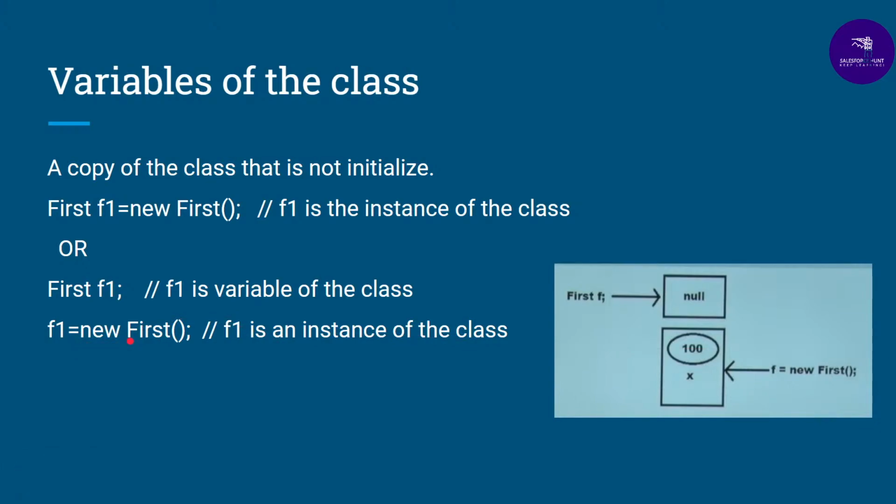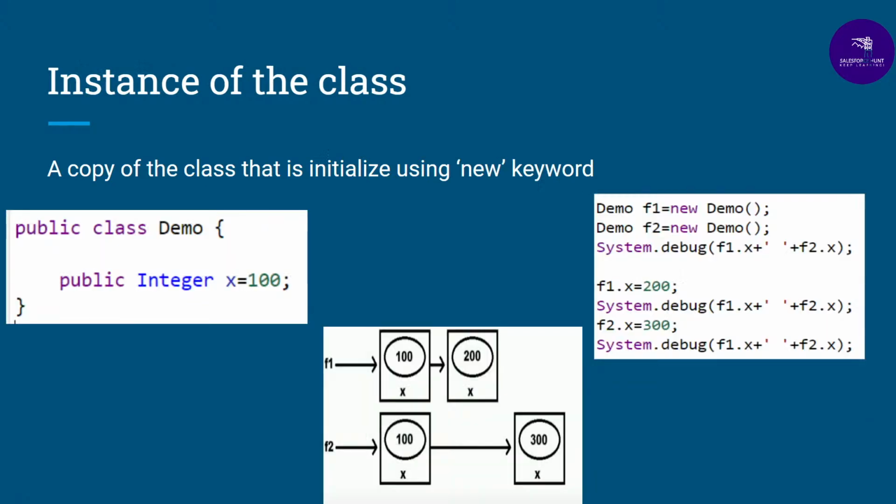You can do that right here. And here you can see the instance of the class. So what is this? An instance is nothing but a copy of the class that is initialized using the new keyword. Always remember, we can initialize an instance of the class by using the new keyword.